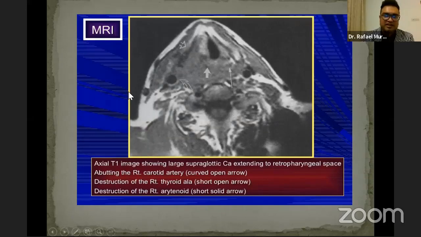So this is another case of supraglottic mass. An axial T1-weighted image showing large supraglottic carcinoma extending to the retropharyngeal space and abutting the right carotid artery, which is described in curved open arrow, and destruction of the right thyroid area and destruction of the right arytenoid cartilage, which is described by the short solid arrow. So next slide, please.